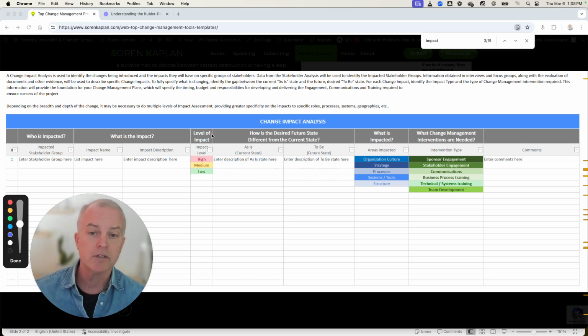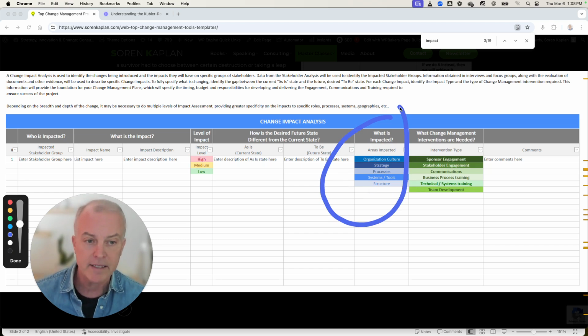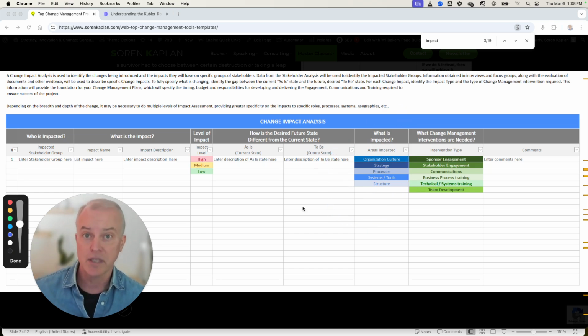So if you can do that for your change and look across all your stakeholders, once you understand the level of impacts, then you can start to classify also the types of impacts. So you might have impacts on strategy or process or culture or systems and tools or structure.